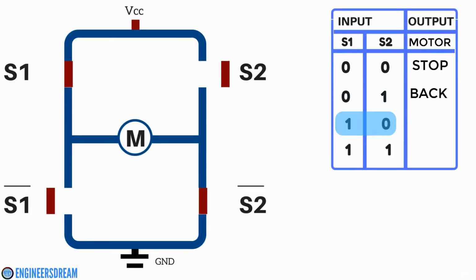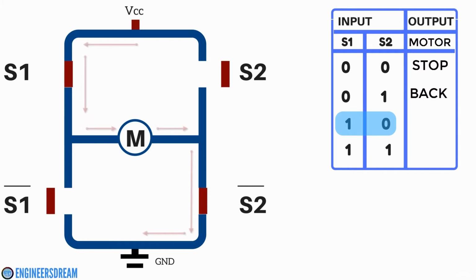Next, if we give a condition of 1, 0, that is S1 is 1 and S2 is 0. So in this case, the S1 switch will be closed, S2 switch will be open. Similarly, S1 bar will be open and S2 bar will be closed.